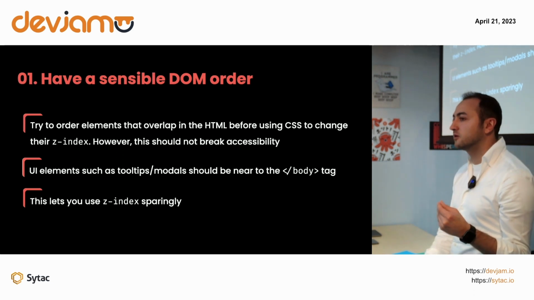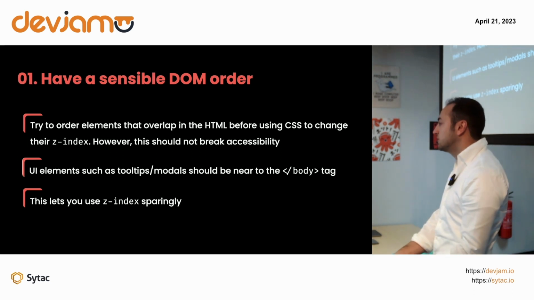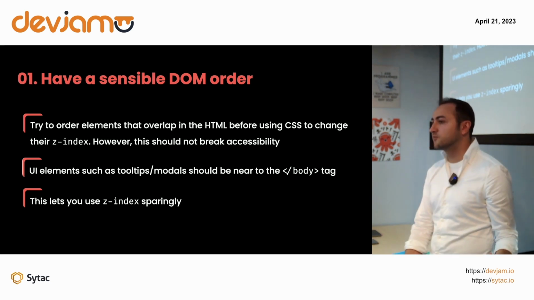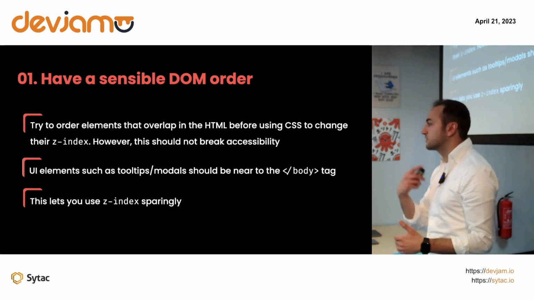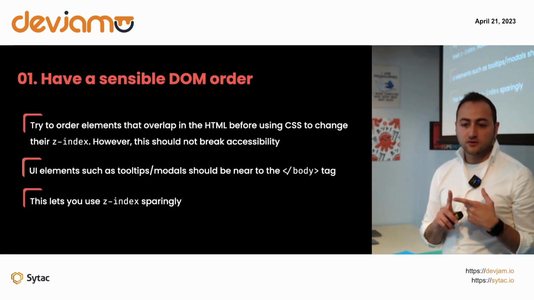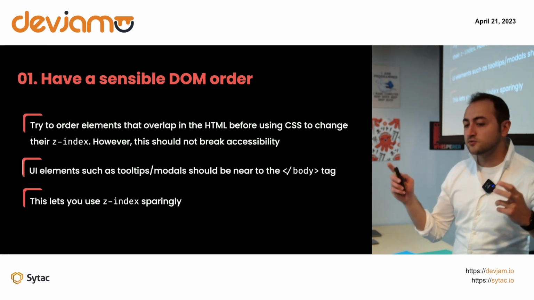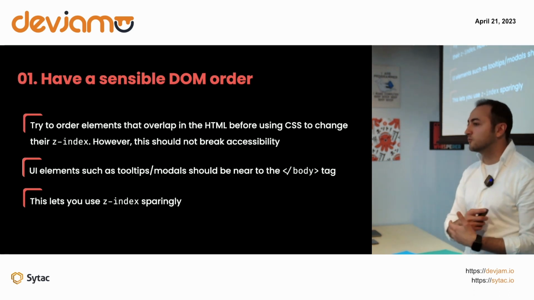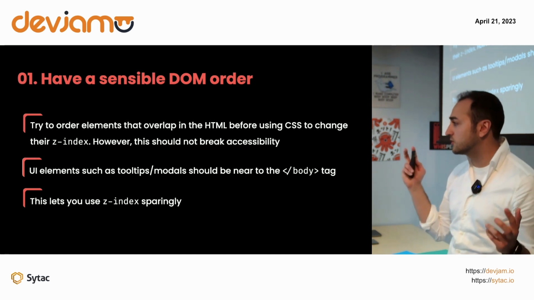Actually, many UI libraries do that because then they are not in a stacking context, because they are at the top level of the DOM. So then z-index will just work and go on top of everything else. Yes, so this kind of lets you use z-index sparingly. So the point is also to try and not have way too many z-indexes floating around. This is how you make it easier for yourself.